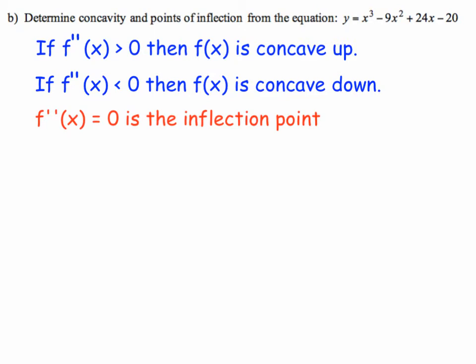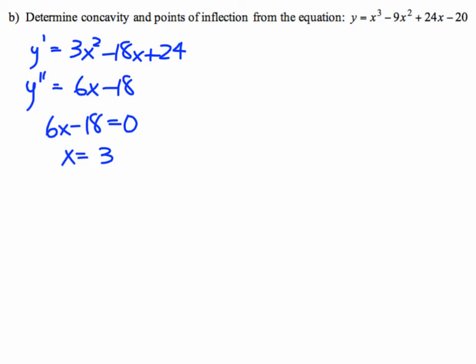So if we take a look at the equation, the first derivative becomes 3x squared minus 18x plus 24. And I do the derivative again for the second derivative, it becomes 6x minus 18. So in order for me to find the inflection point, I take 6x minus 18, make it equal 0, solve for x, and x equals 3.